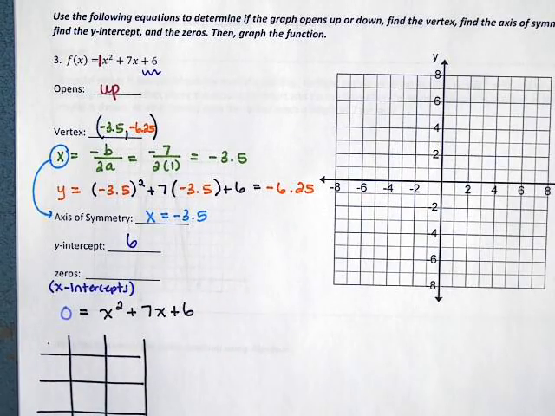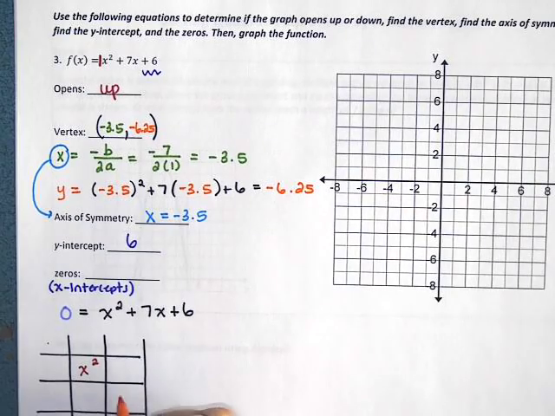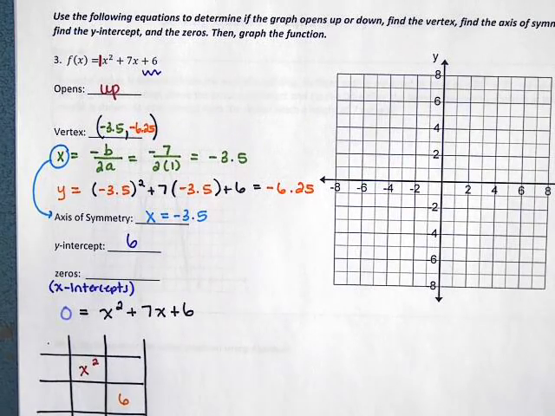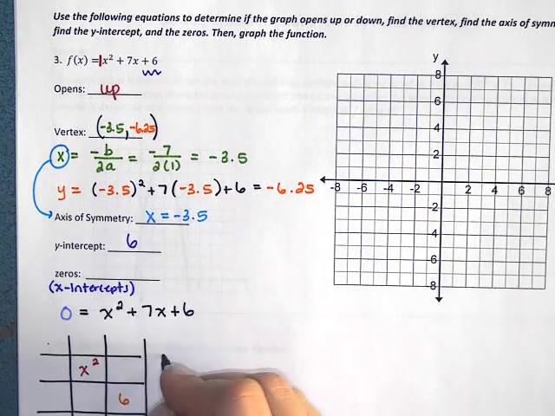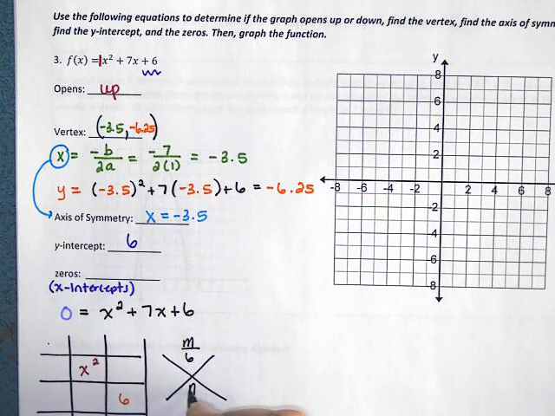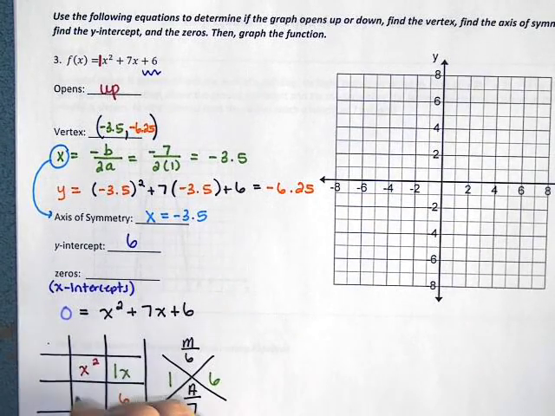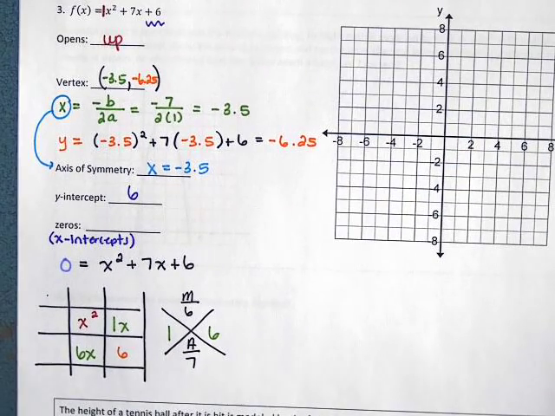So my x squared, which is my first term, goes here. My 6, which is my last term, goes here. I know that my m is 6 and my a is 7. And I know that the factors of 6 that will make 7 are 1 and 6. So I'm going to put a 1x here and a 6x here. Then I'm just going to factor.